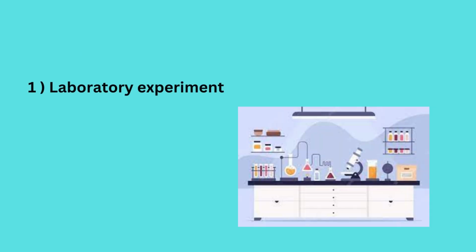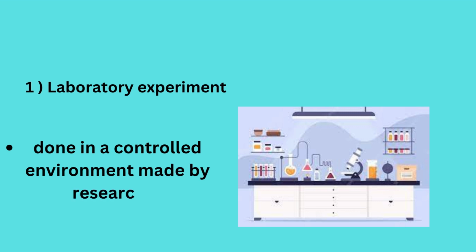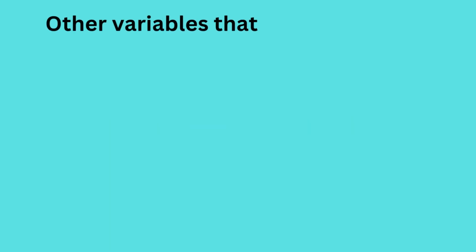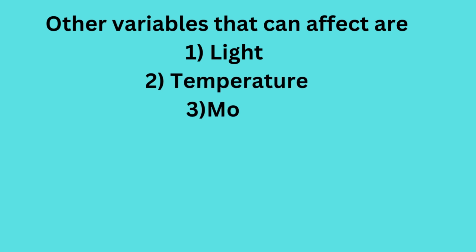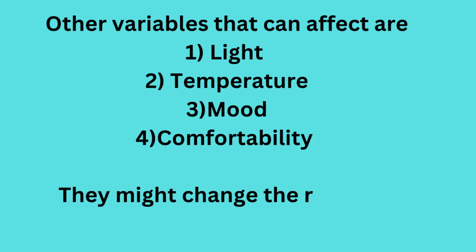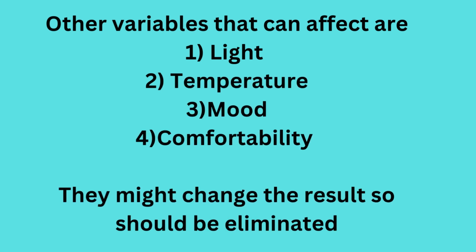One, laboratory experiment, which is a type of experiment conducted in an artificial environment made by the researcher. Now why do we need lab experiments? We only want the IV to affect the DV, but in general there can be other variables as well which might affect our DV and change the result. So therefore we must eliminate those variables, and this is done in a lab experiment.